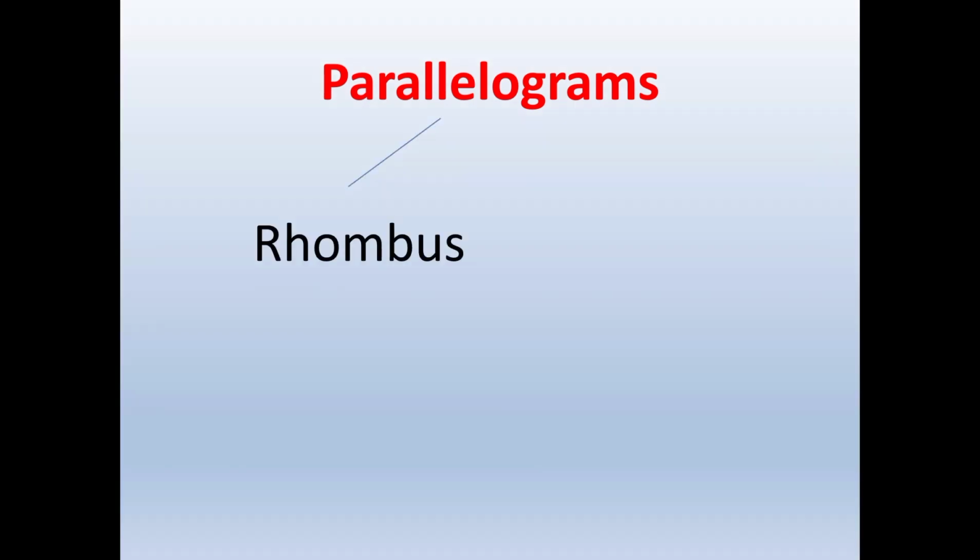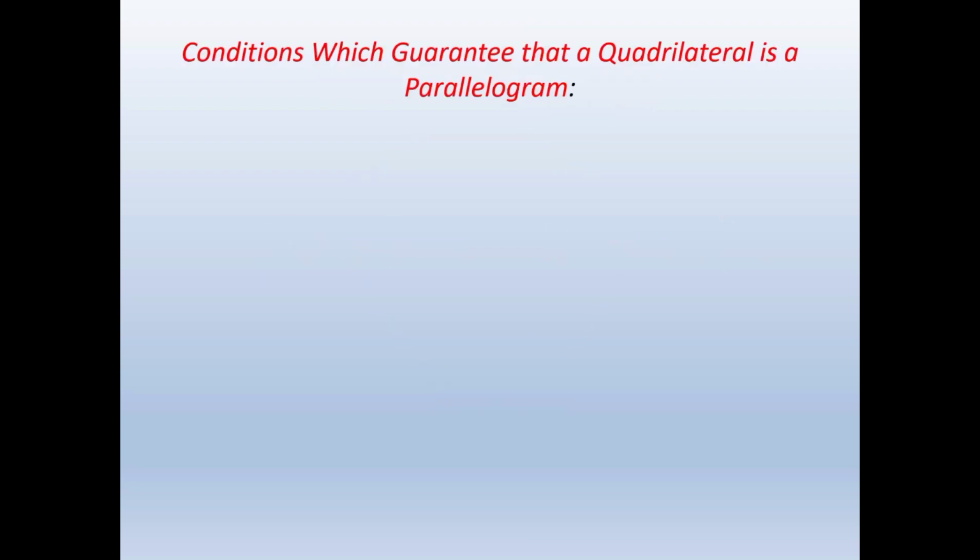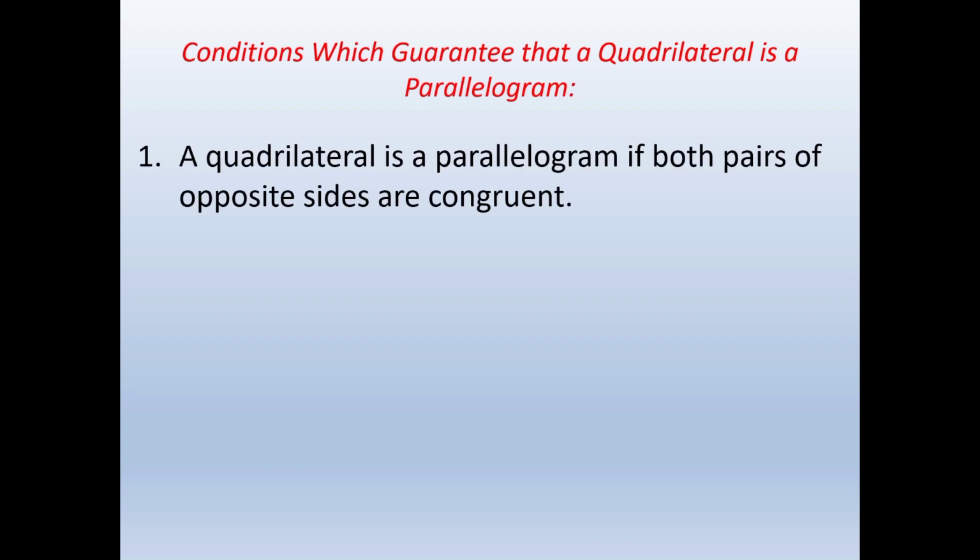Now, let us focus our attention to parallelograms. Can you give the quadrilaterals that are considered parallelogram? We have rhombus, rectangle, and square. Now, let us discuss the conditions which guarantee that a quadrilateral is a parallelogram. First, a quadrilateral is a parallelogram if both pairs of opposite sides are congruent.